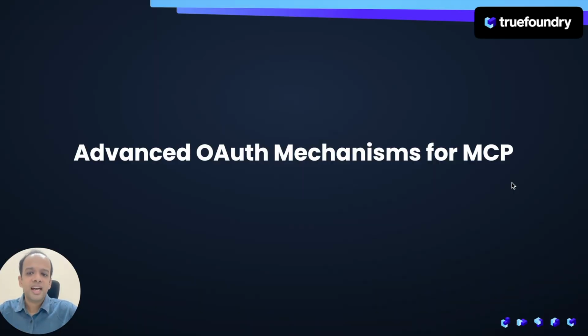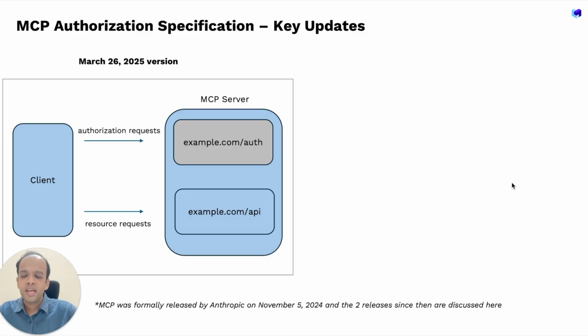Now, let's dive into some advanced OAuth mechanisms for MCP. So how does OAuth actually translate to MCP? And here I will talk about the MCP authorization spec, which basically details out what is needed. The first version came out at the time of MCP launch in November 2024. The second version came in March 25, which we are going to talk about, and the third one in June 25.